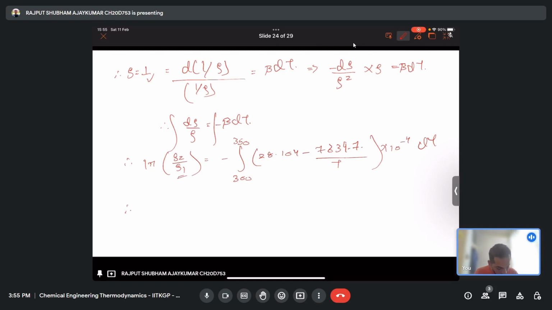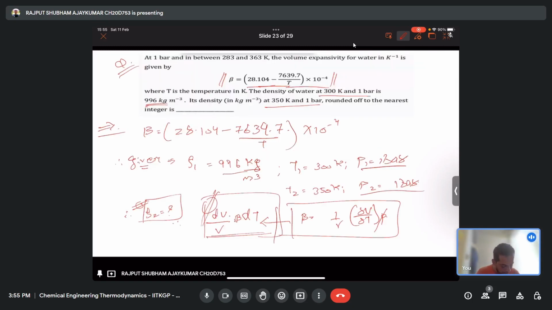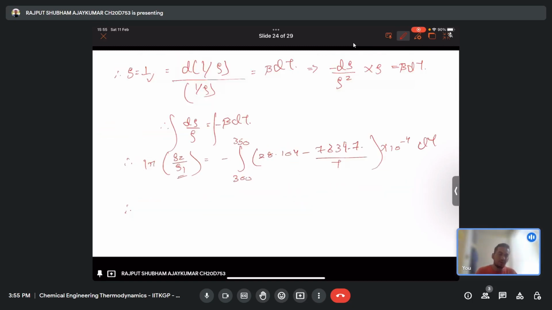Rho1 we already know, it is given to us as 996. Try to solve this. Take ln to the opposite side, so there will be an exponential, that is e raised to that term. If we solve it out, rho2 will come out to be 973.59 kg per meter cube.